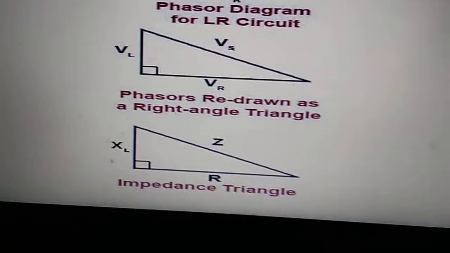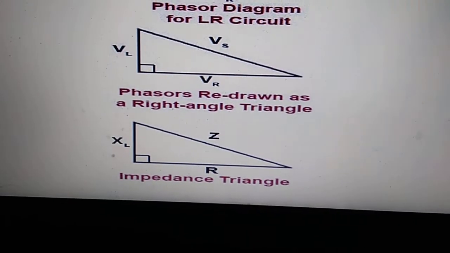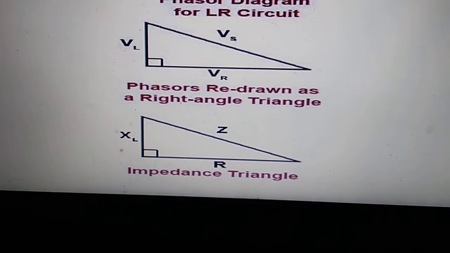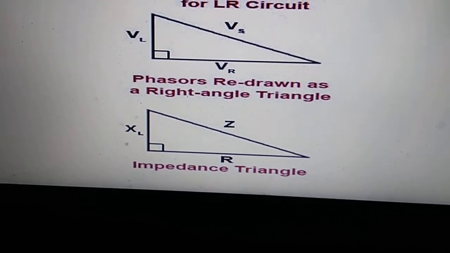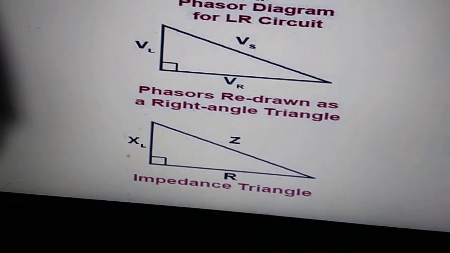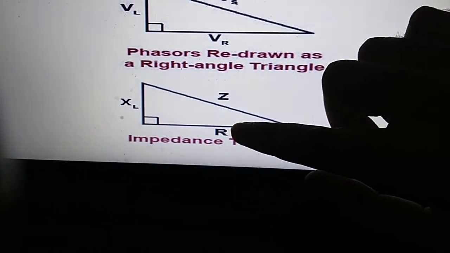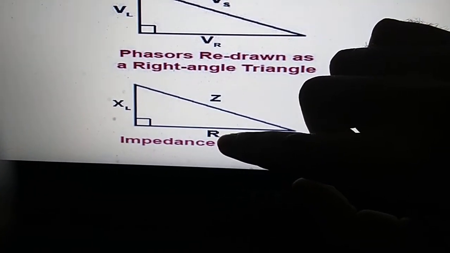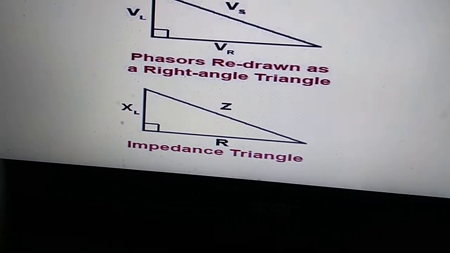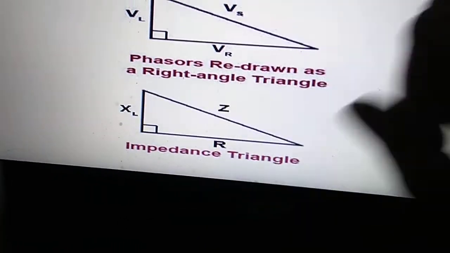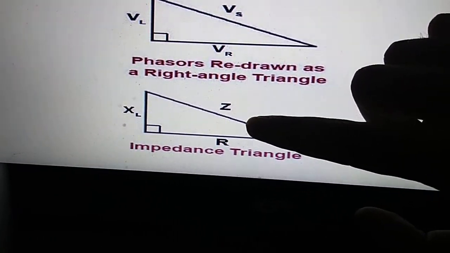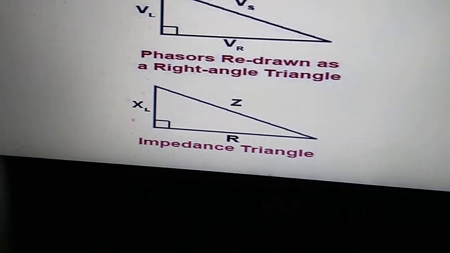Now since these voltages are always directly proportional to their corresponding impedances, we can express these voltage levels using the impedances. The resistance has the impedance of R, so that's why R will be in the horizontal direction, and the inductive reactance, which we know as the impedance of the inductor, is given by XL, which is in the vertical direction, and finally Z, the resultant impedance, is given on the hypotenuse.